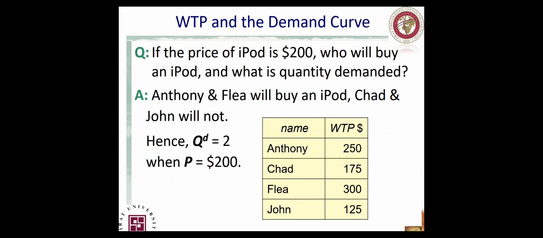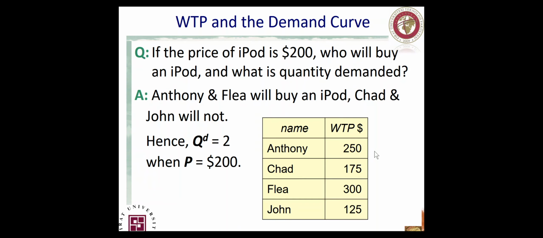The idea is we can address the price of the iPod and see who can buy it. If we say the price of the iPod is 200, who can buy it? Anthony and Flea. For Chad and John, their willingness to pay is less than the price of the iPod, and in that case they will not be able to buy it. Now we have some sense of this kind of representation.